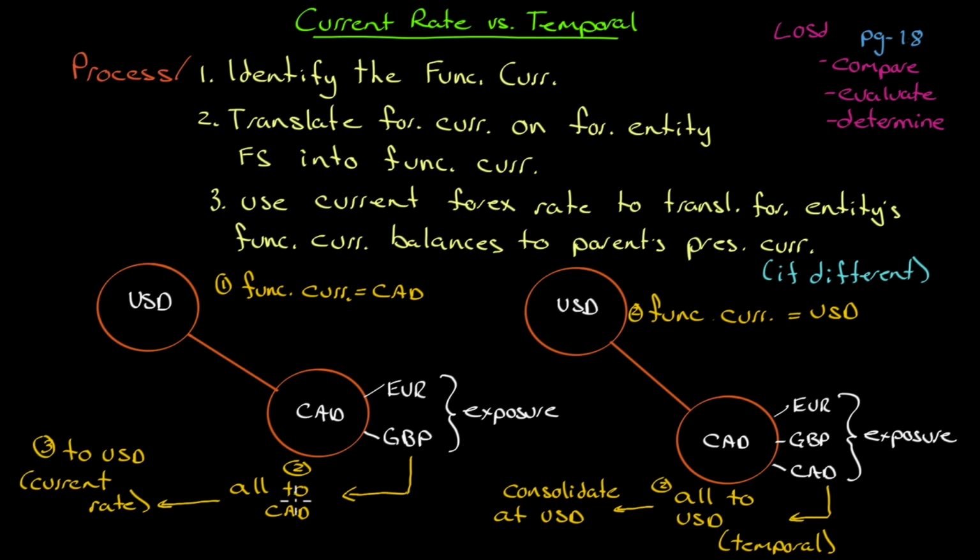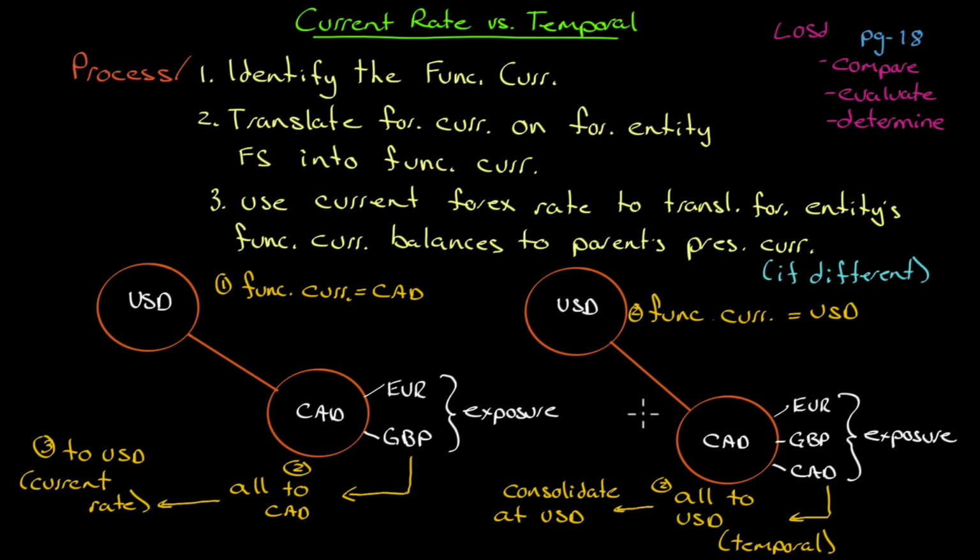Translate all of these exposures into Canadian. And then step 3, convert it to US, translate it to US at the current rate. So I think we're seeing that if the functional currency of the subsidiary is different than the presentation currency of the US, we're going to use the current rate. Now we've already mentioned that. And there it is right there. We're going to use the current rate.